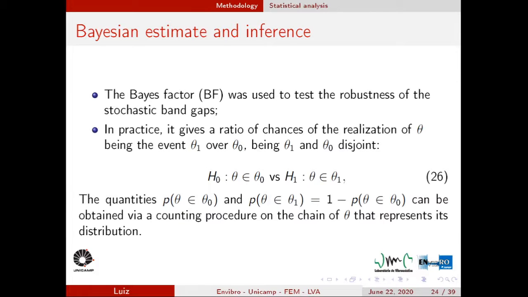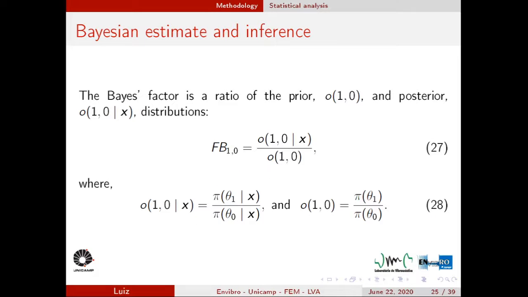The Bayes factor gives a ratio of chance of the realization of theta being in theta 1 over theta 0, where theta 1 and theta 0 are disjoint parts of the parameter space. The Bayes factor was used to test the robustness of the stochastic bandgap. The calculation of the Bayes factor is given through the ratio between the posterior and prior ratio of chance of theta being equal theta 1 over theta being equal theta 0.